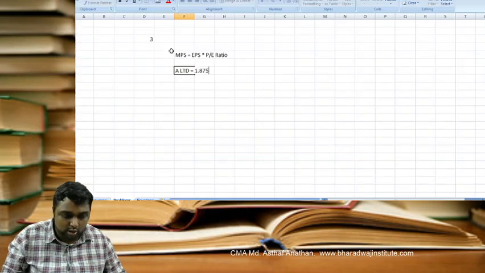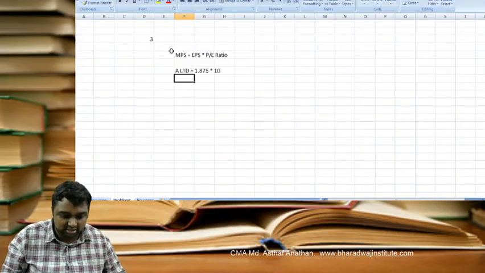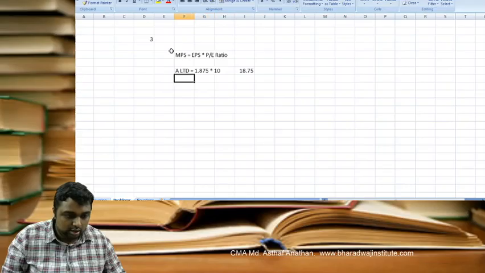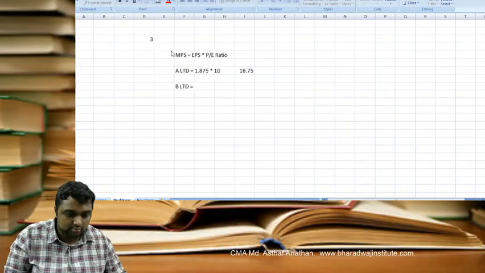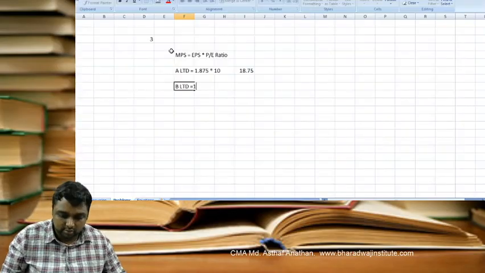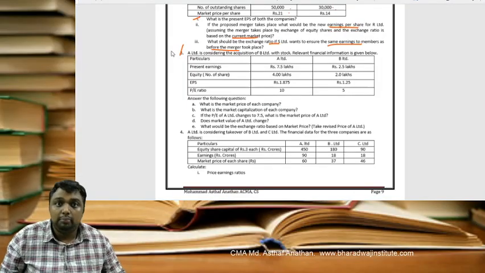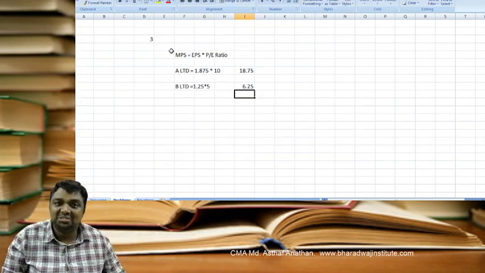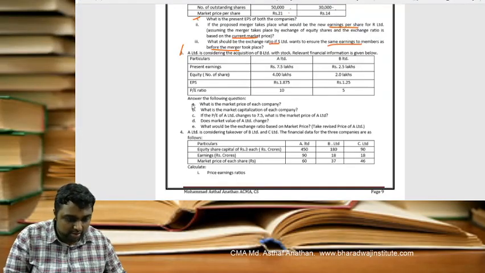EPS is 1.875 into PE ratio, which is 10. So what will be the answer? 1.875 into 10 is 18.75. Now we can go for B Limited. How will it be for B Limited? 1.25 into 5. EPS is 1.25, PE is 5. What will be the answer? 6.25. So the market price of the companies is done.